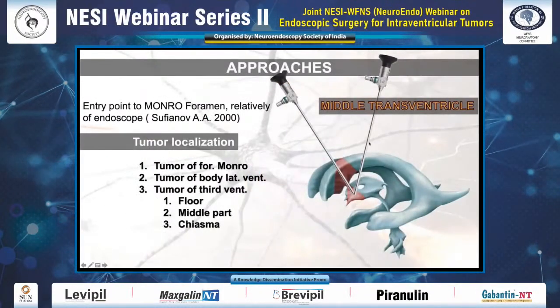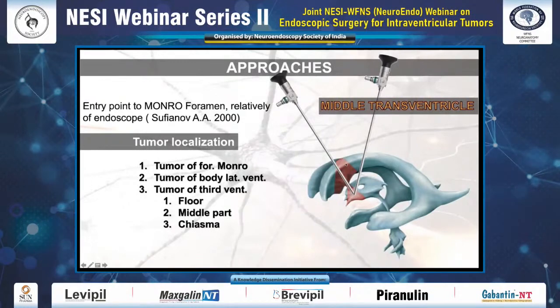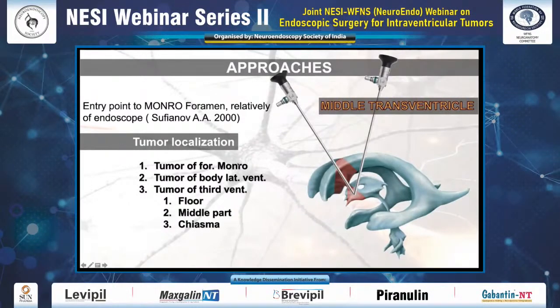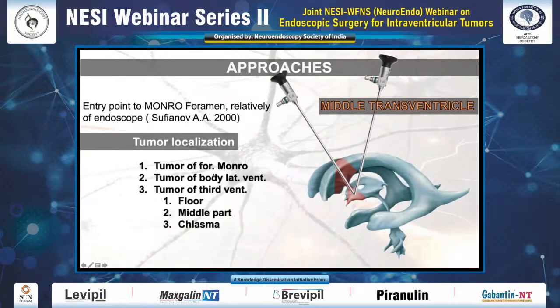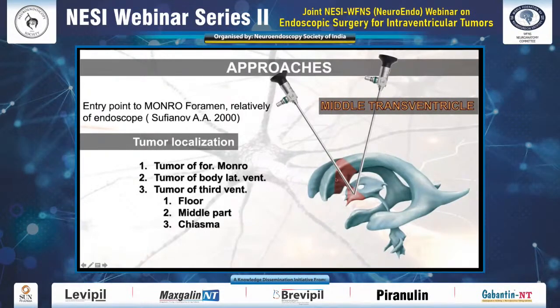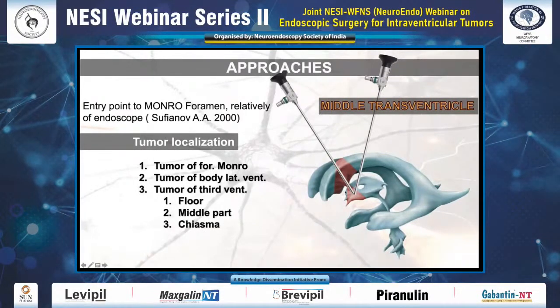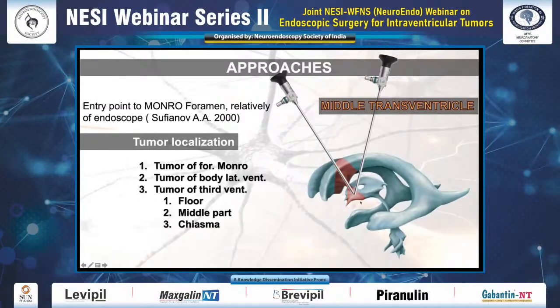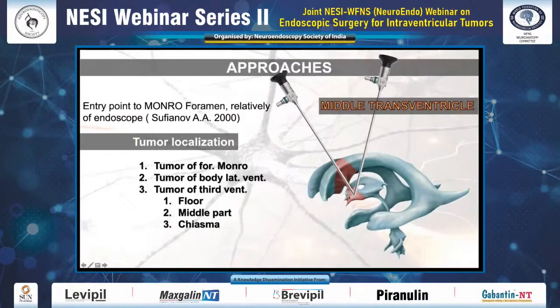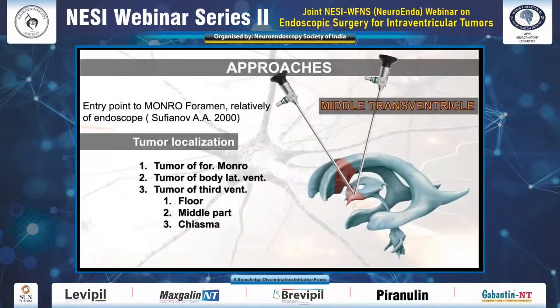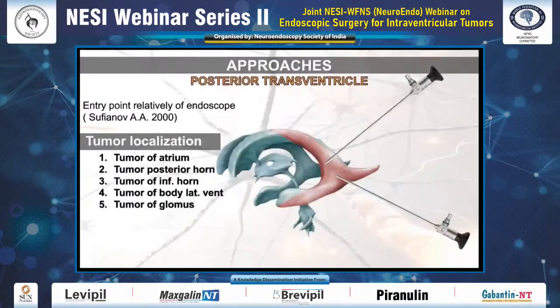Again, the middle transventricular approach. Also, you see how I do it. It's for tumors mainly near the Monro again, tumors in the body of the lateral ventricle, and tumors of the third ventricle, mainly on the floor and middle part, and also the chiasm. This is the main indication for this kind of approach.